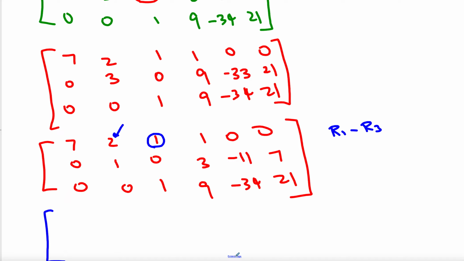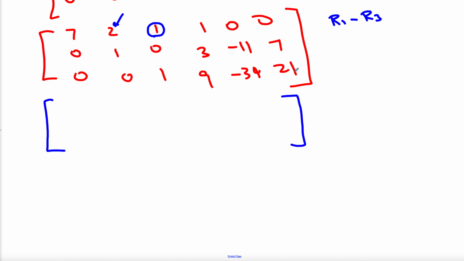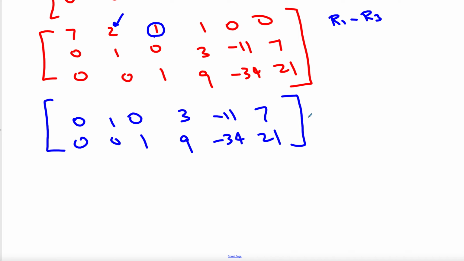Since I'm working on the first row, I'm going to just write the second and third row down as they are: 0, 1, 0, 0, 0, 1, 3, negative 11, 7, 9, negative 34, 21. Then I get 7 when I add up the first row minus the third row. 7 and 2 survive, and then it becomes 0. Now 1 minus 9 becomes negative 8, then 34, and negative 21.